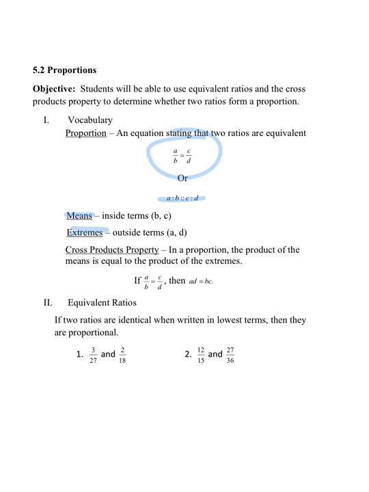Your inside terms, your B and your C, those are going to be your means. And your A and your D, these are going to be your extremes. This is important because of something called your cross products property.